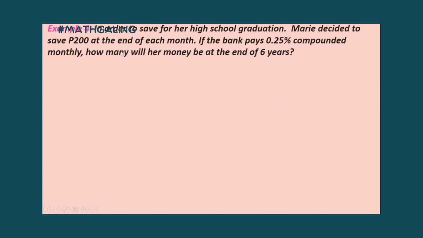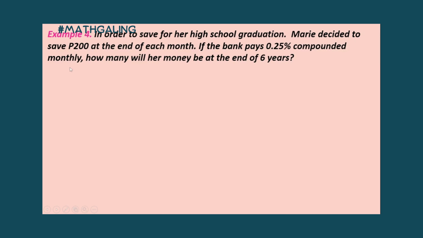Example 4. In order to save for her high school graduation, Mary decided to save 200 pesos at the end of each month. If the bank pays 0.25% compounded monthly, how much will her money be at the end of 6 years? So the R equals 200 pesos. The time is 6 years, while the rate is 0.0025 and the M is 12. So we're going to find the number of payments by multiplying M and T. So 12 times 6 equals 72.